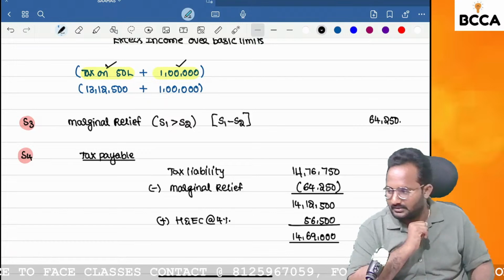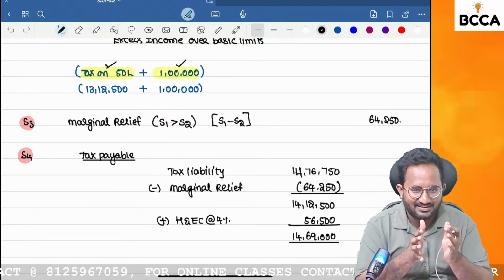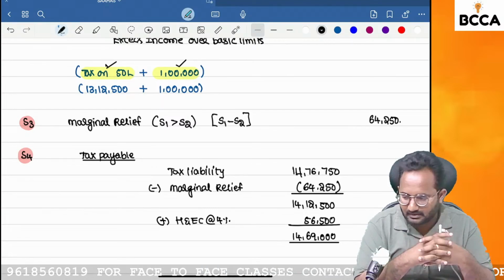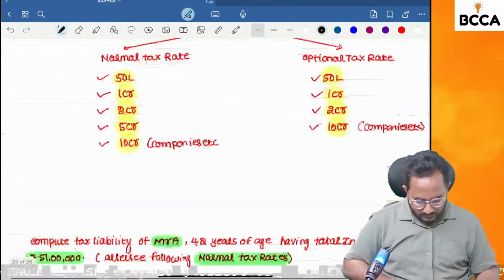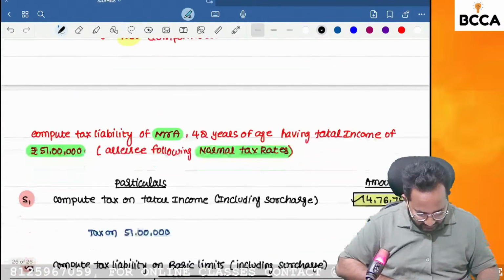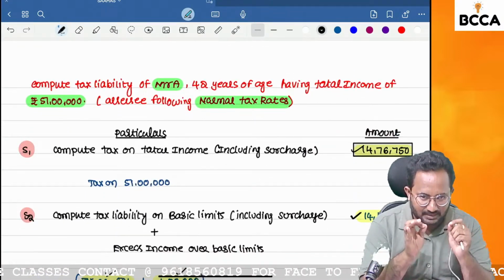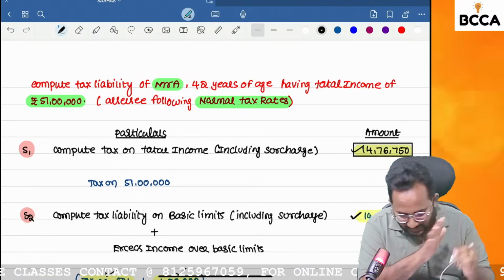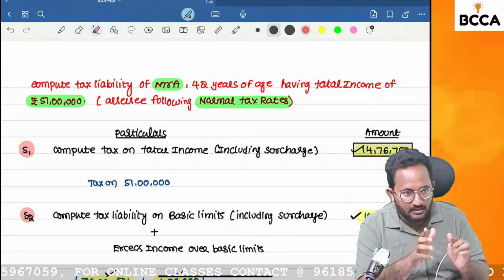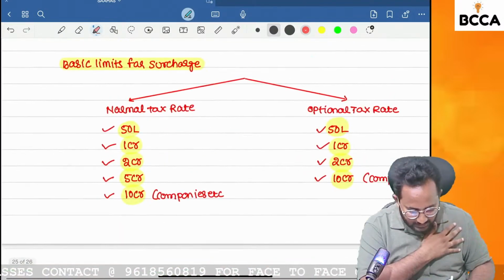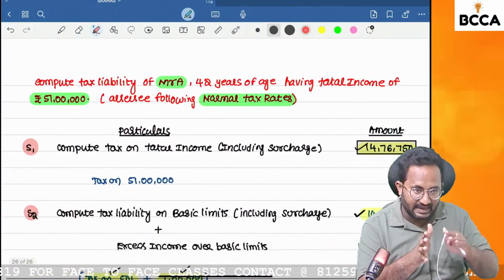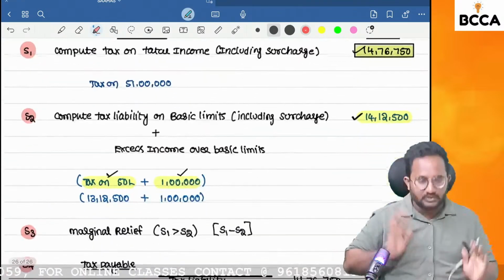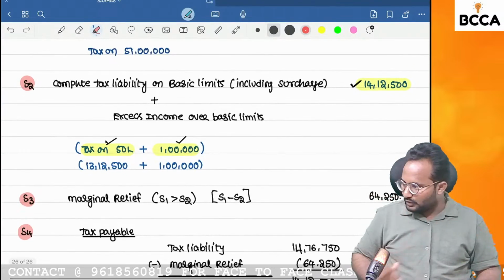Done? Okay. So that's why you need to hold your doubts till the completion of the total concept. I will take 2 or 3 examples also. In an examination, they will not ask the question as direct marginal relief. They will ask you to compute the tax liability only. How can you identify that there is marginal relief? Simple. There are basic limits for surcharge. In addition to that, if an assessee earns 1 lakh or 2 lakhs or 3 lakhs more, there is a chance of getting the marginal relief. That's why you have to follow these steps.